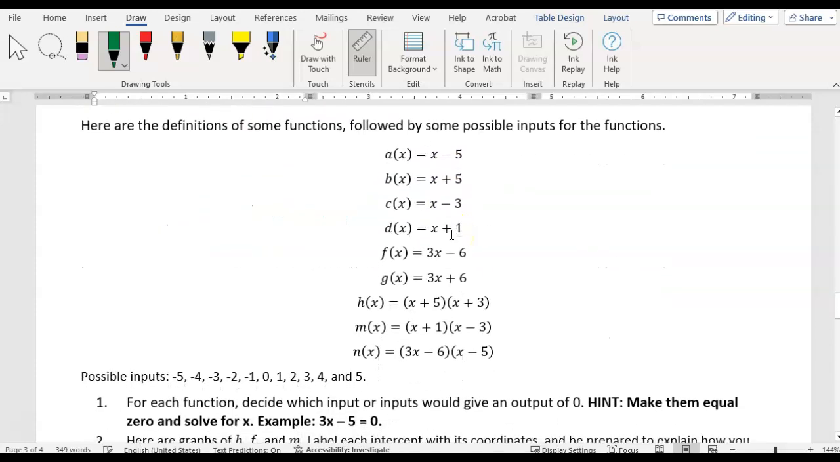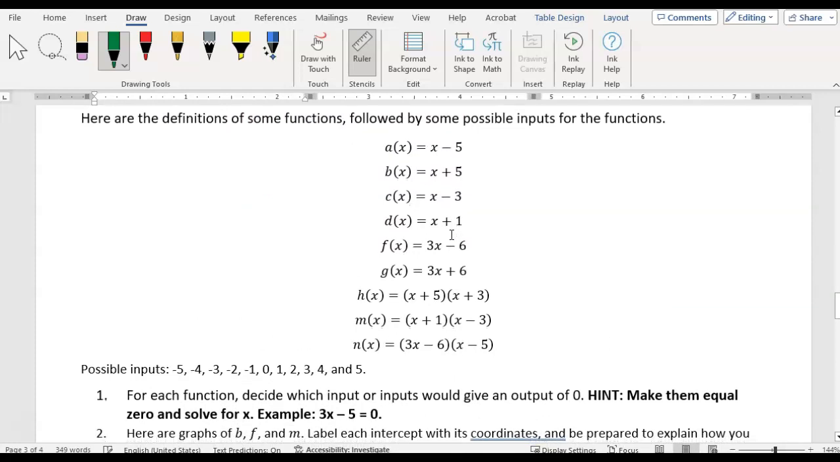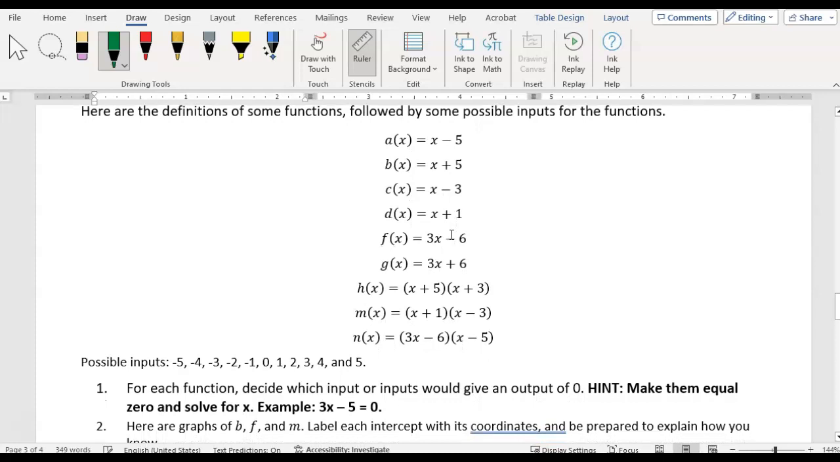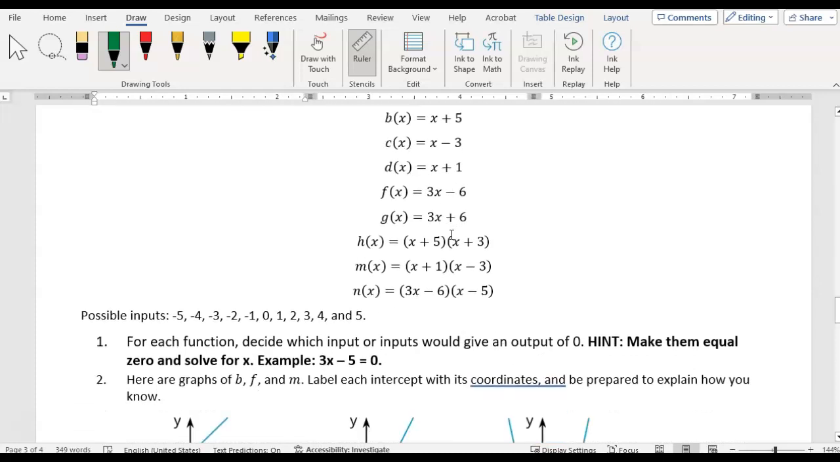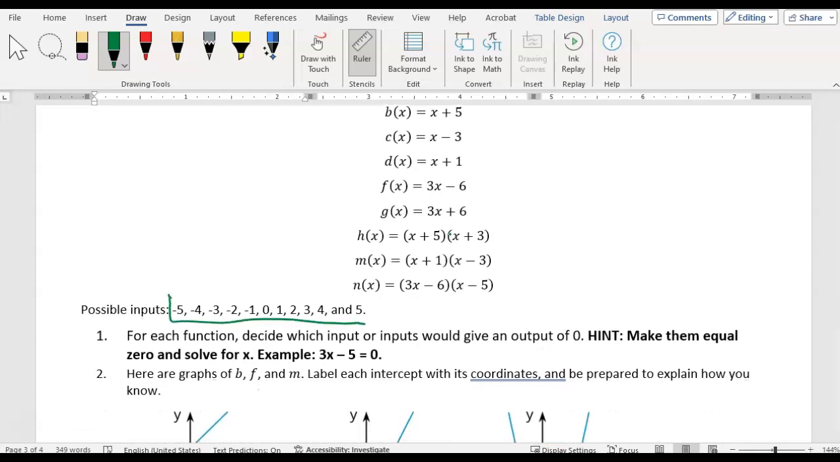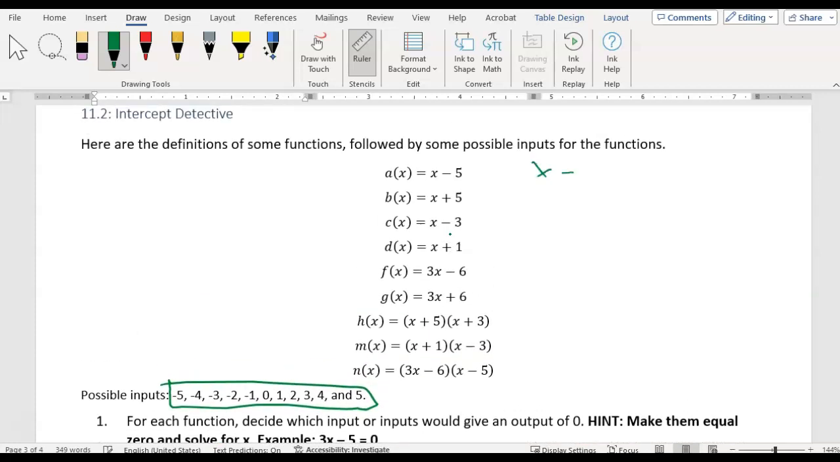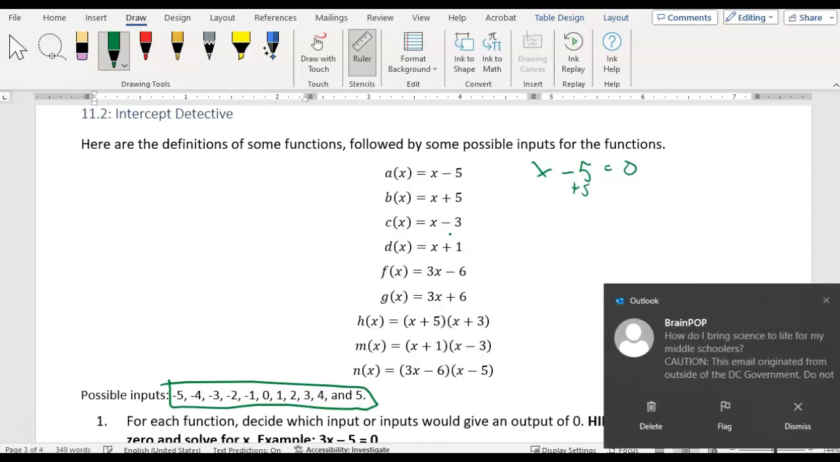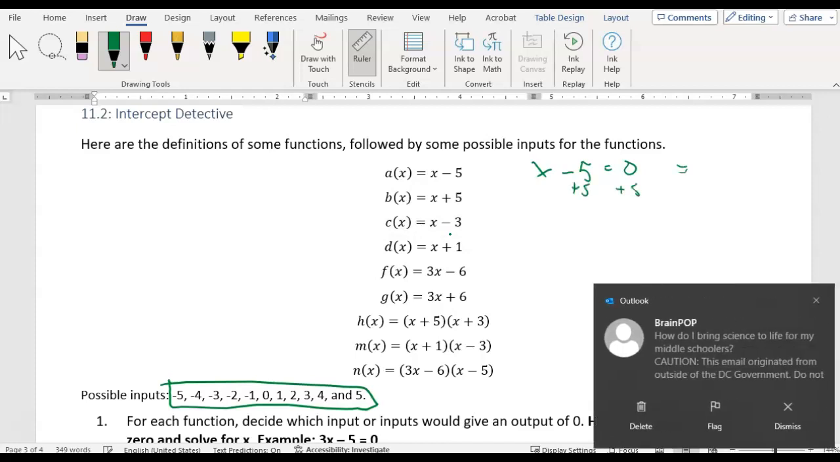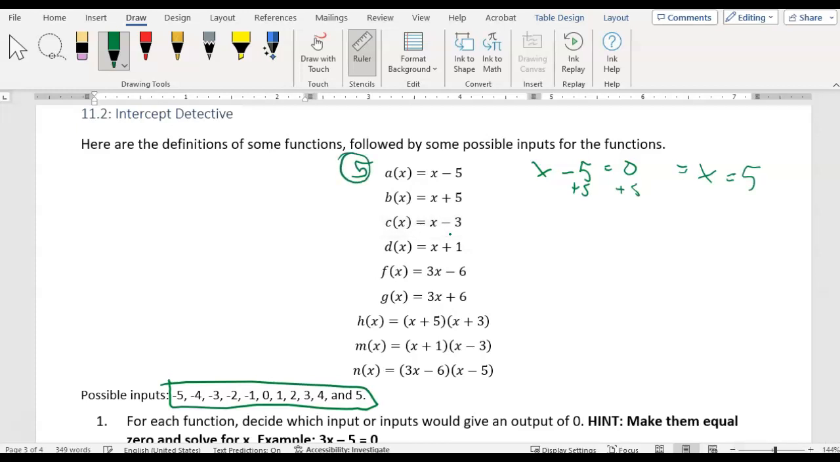All right, it says here are some definitions of the functions followed by some possible inputs for the functions. For each function, decide which input or inputs would give an output of 0. So you can go through and substitute each one of these in here. I wouldn't recommend that you do that. You can though if you want, but you can also set these to be equal to 0 and determine what value would make that 0. So if I add 5 to both sides, x equals 5. So 5 for this one makes that 0.